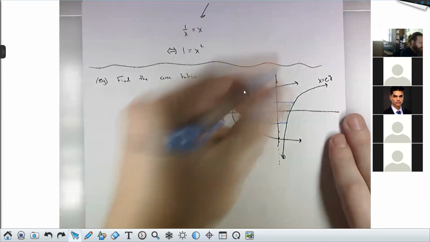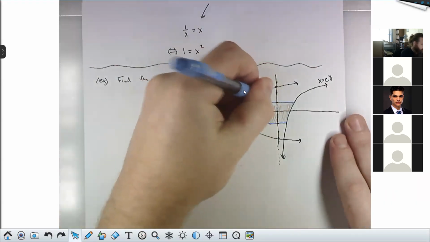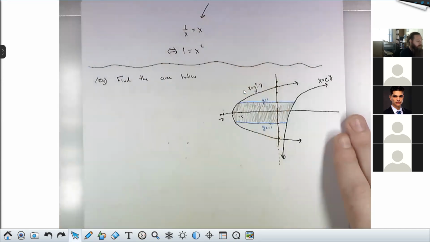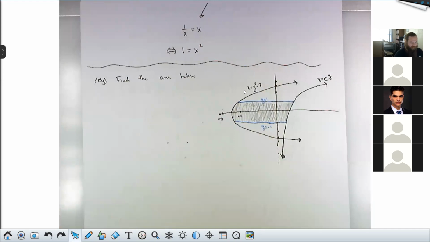So the blue line up here is y equals 1. The blue line down here is y equals -1. And the trick to this is to integrate the right curve minus the left curve between these two y values. And they were very nice solving both of these for x for us, so we didn't have to do that.